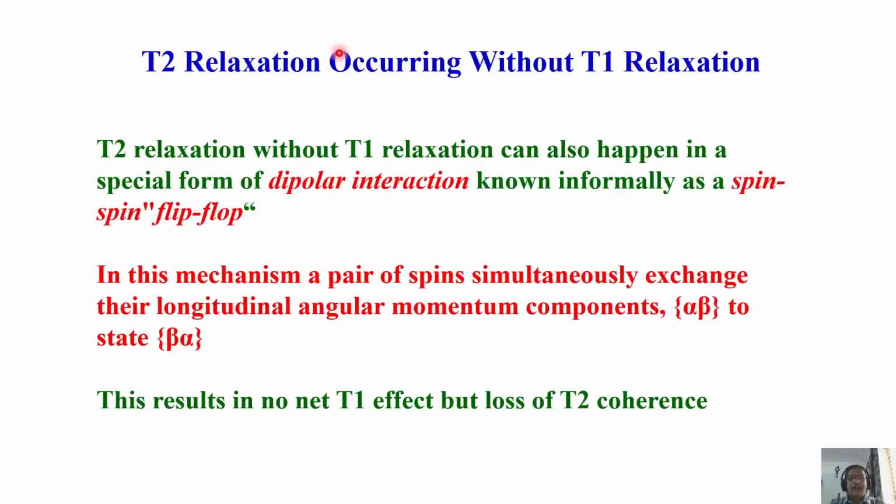Okay. So T2 relaxation occurs without T1 in some situations where a dipolar interaction is there, where two spins at a time undergo transition from alpha beta to beta alpha. This is called the flip-flop term. When a flip-flop term is there, like alpha beta going to beta alpha simultaneously, such transitions cause what is called T2 relaxation without T1.